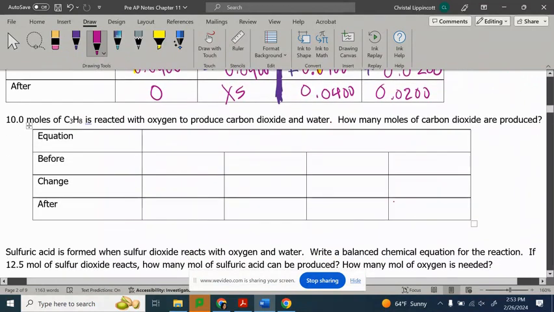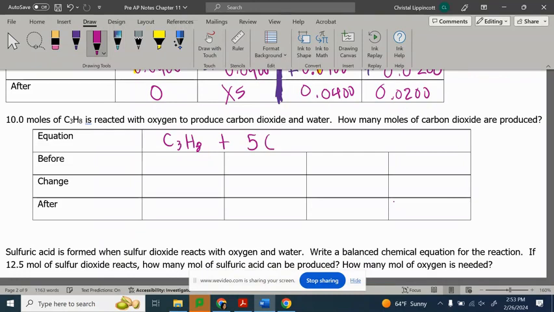We are going to start out. We've got our C3H8. We are going to react that with oxygen. We're going to form CO2 and water. All right. In the beginning, I don't have any of this stuff. They're telling me I have 10 moles of this.